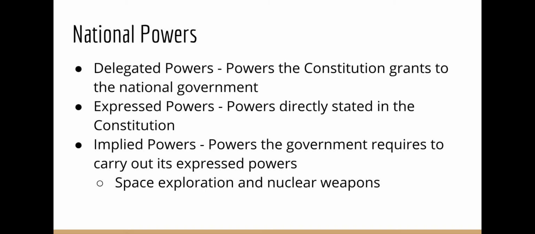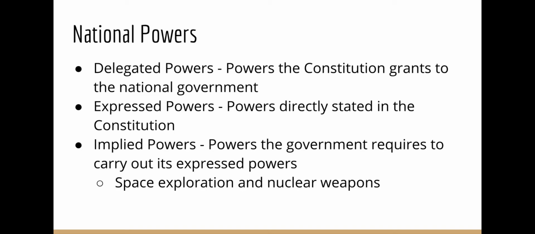So, in looking at powers of the national government, you really have three types. You have delegated powers, express powers, and implied powers. Your delegated powers are going to be written in the Constitution, and they're granted strictly for the national government. Express powers are directly stated in the Constitution, and if we're looking specifically at the legislative branch, those would be the enumerated powers, or they spell out what Congress can and can't do. You also have implied powers, which are powers that require the government to carry out the express powers.